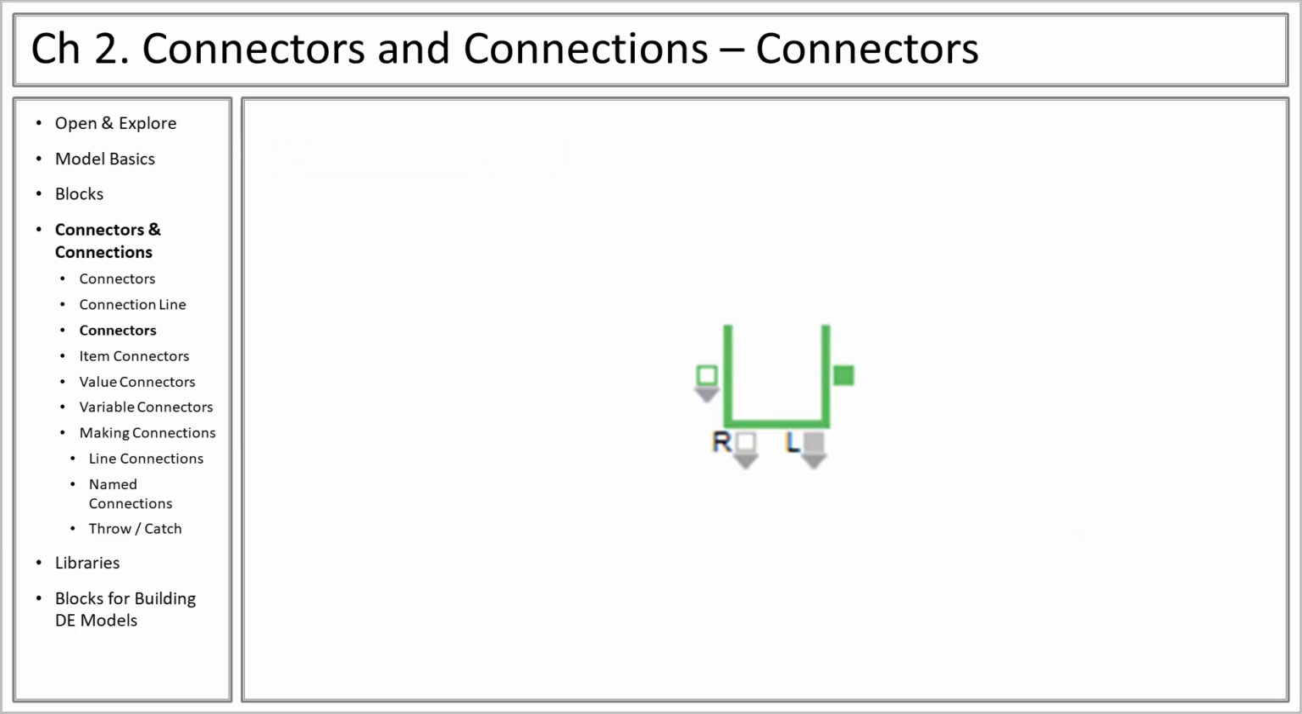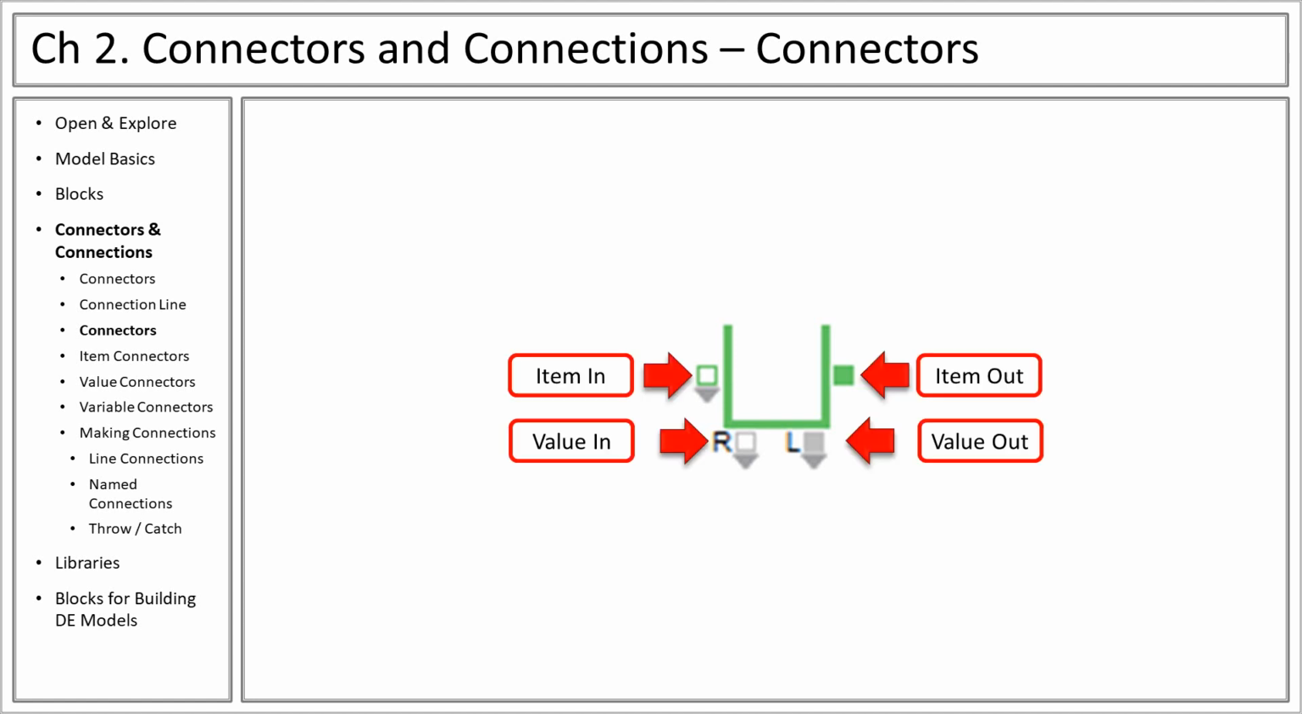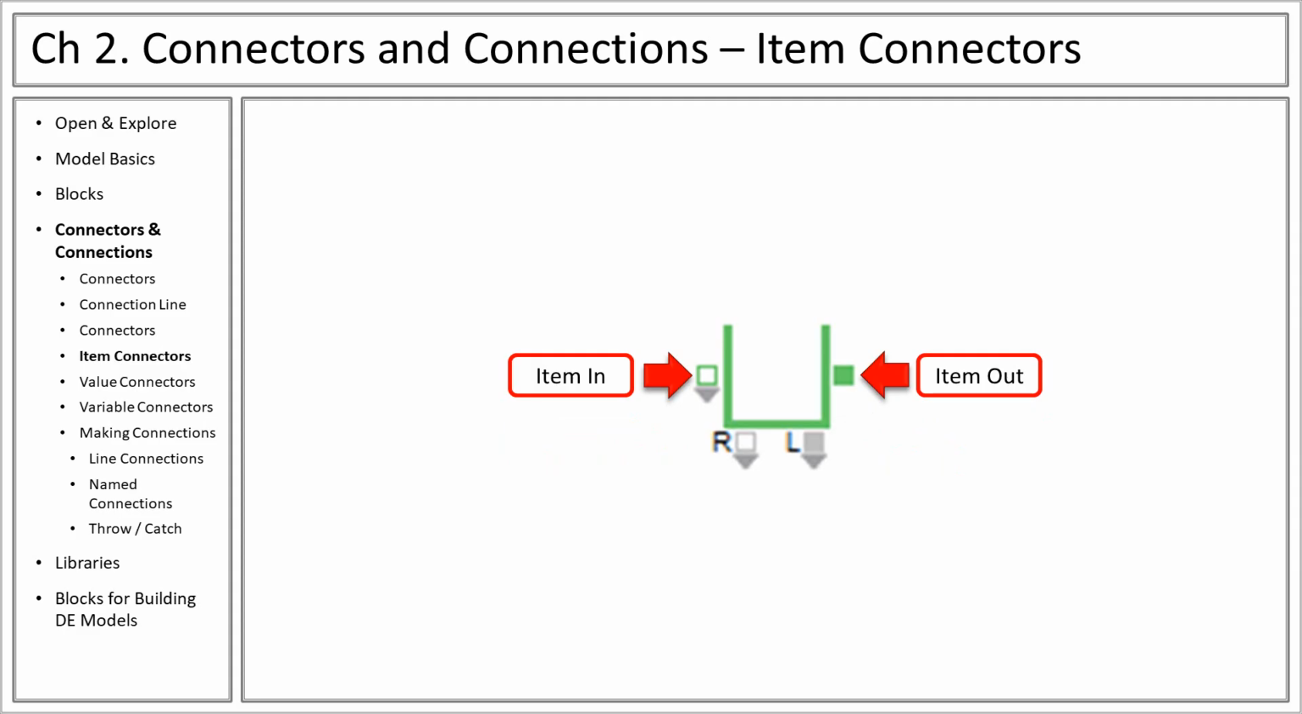Let's look at the connectors more closely. The blocks in the item library have primary connectors for passing items as well as secondary connections for getting and passing values. The item connectors are the square green connectors on the left and right of a queue. The green border connector on the left is for items going into the block. The green filled-in connector on the right is for items exiting the block.